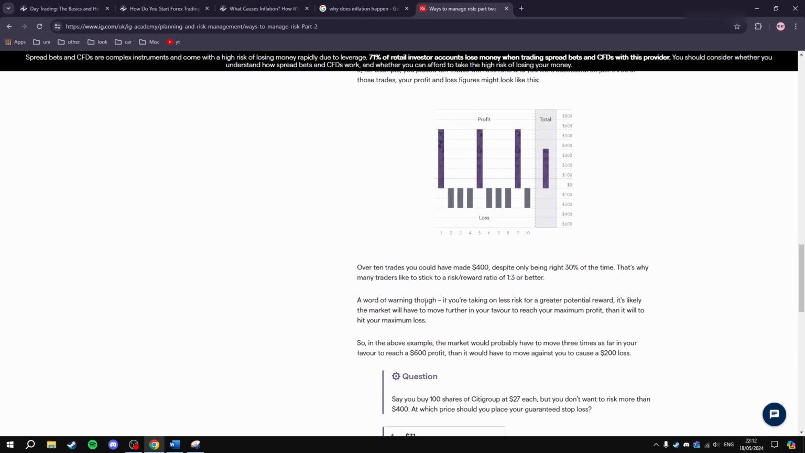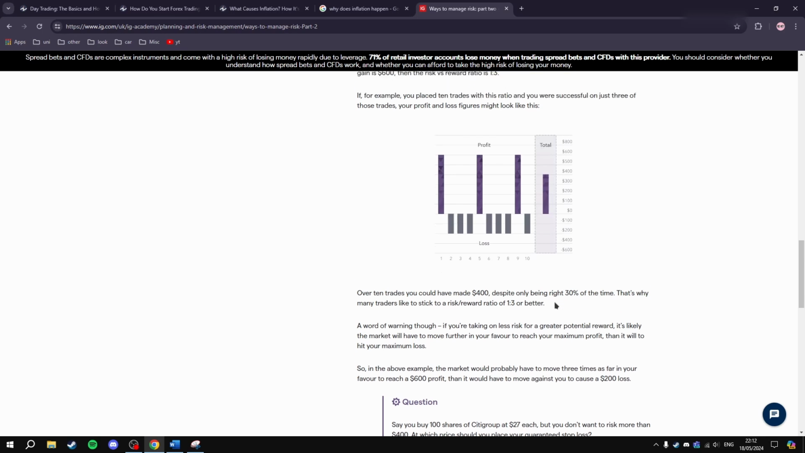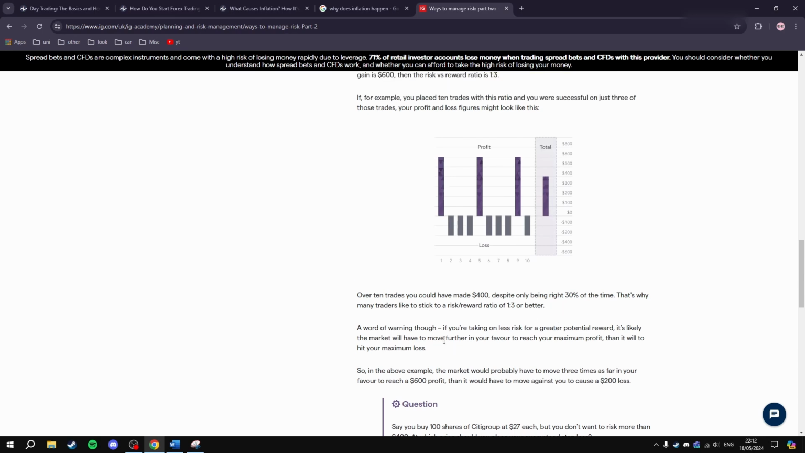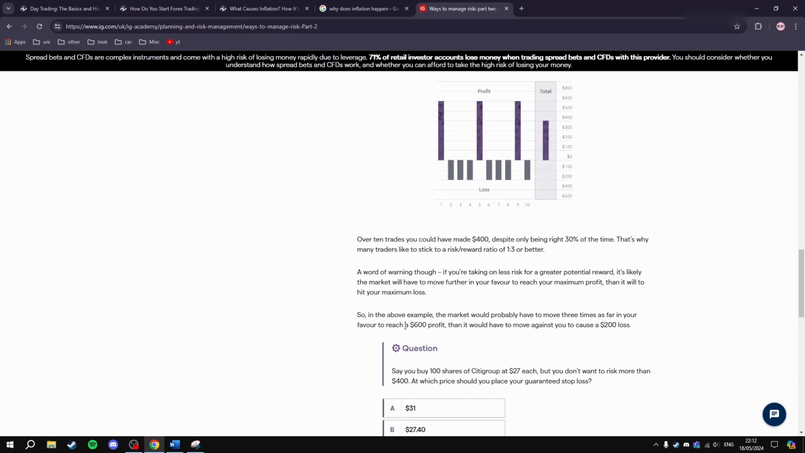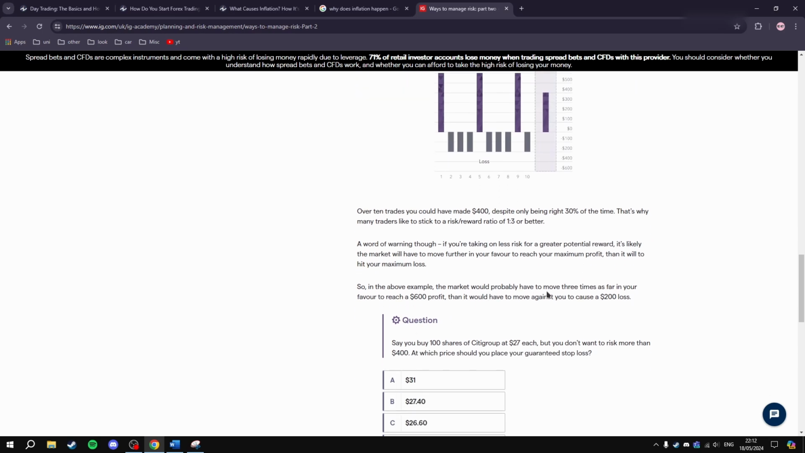A word of warning though, if you're taking on less risk for a greater potential reward, it's likely the market will have to move further in your favour to reach your maximum profit than it will to hit your maximum loss. So in the example above, the market will probably have to move 3 times as far in your favour to reach a $600 profit than it would have to move against you to cause a $200 loss.